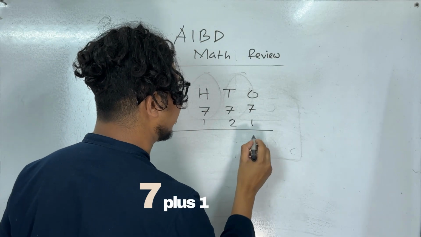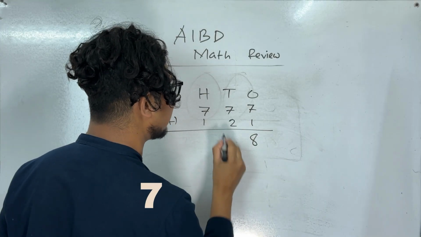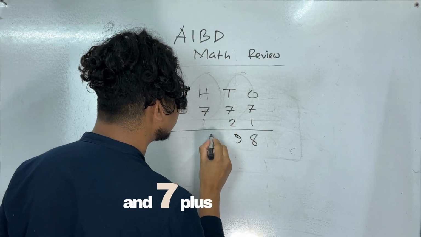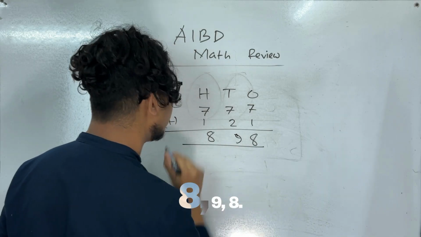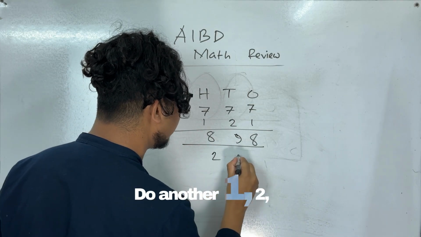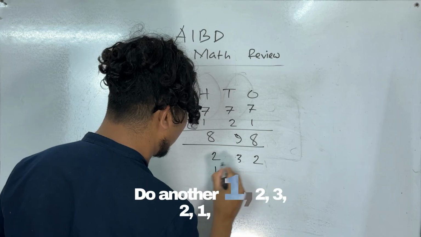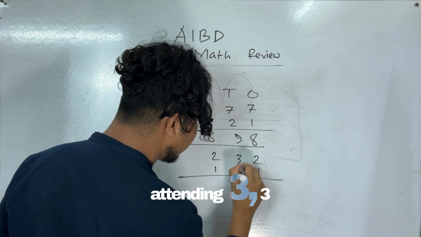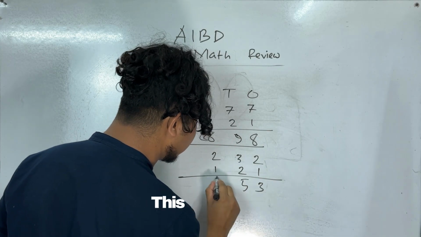7 plus 1 equals 8. 7 plus 2 equals 9. And 7 plus 1 equals 8. So 8, 9, 8. Do another one. 2, 3, 2 and 1, 2, 1. The same thing. 3 plus 2 equals 5. This is 3, 5, 3.